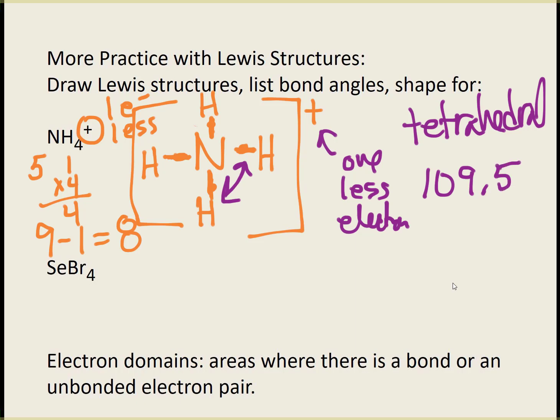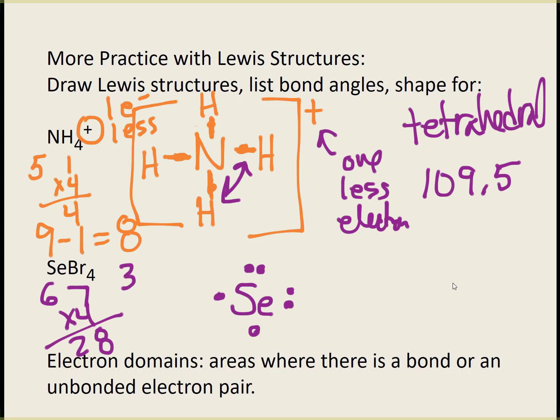Let's do this next one. So I have selenium, Se. I'm going to look that up. That's in the oxygen family. So I'm going to draw the dot diagram. And then, so it has 6 valence electrons. Each bromine has 7. And there's 4 of them for 28. 28 plus 6. I need to have 34 dots, or 34 electrons. All right, where are we going to put the bromine?